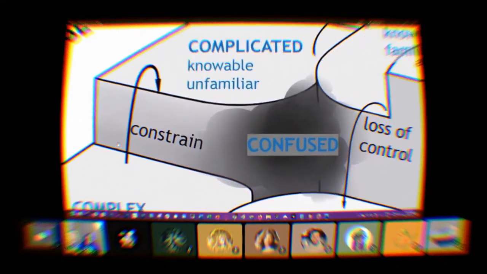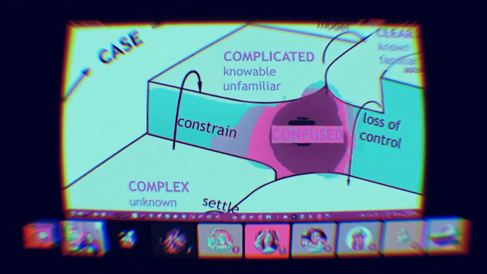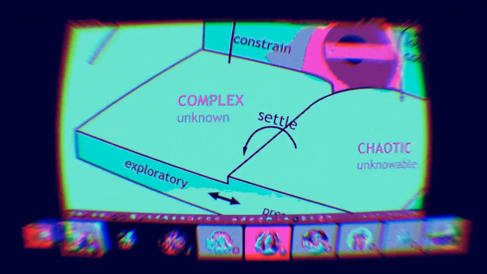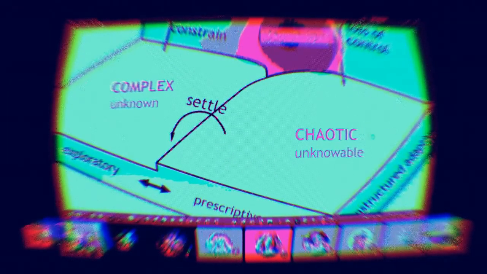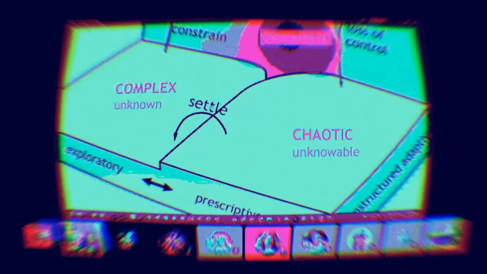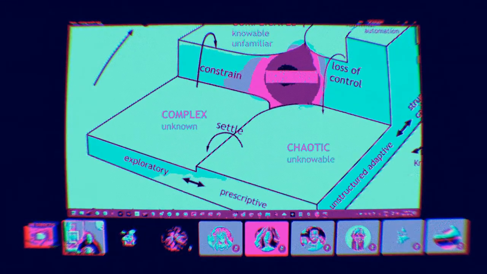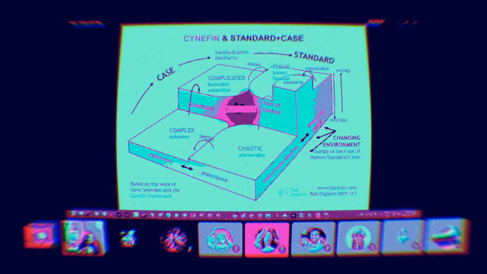So a governing constraint only goes in the direction of this arrow, whereas an enabling constraint creates a bidirectional pathway from this complicated stuff that's knowable but not familiar back into the complex, which is kind of the realm of the artist. And the realm of the artist might even be back into the chaotic, if you know what I mean. So I guess my point about that is that there is actually a way that you guys could talk about this.